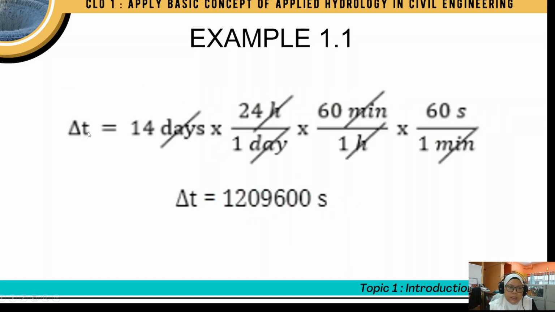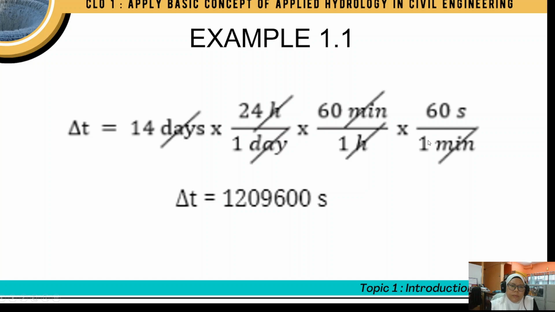So what is delta T? Based on the question, delta T is 14 days. So this we should convert to seconds in unit, because the unit for delta S over delta T is m3 per second. So in this case, this should be converted to seconds. So how to convert this to seconds?